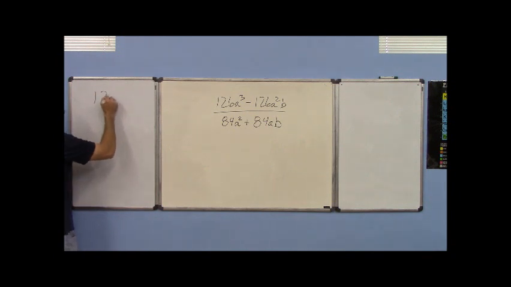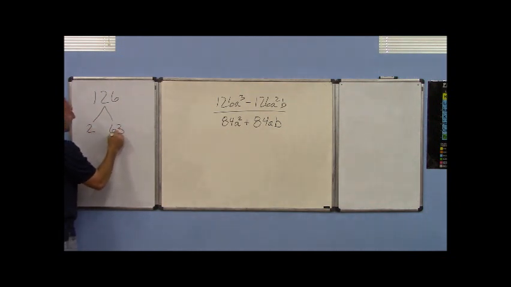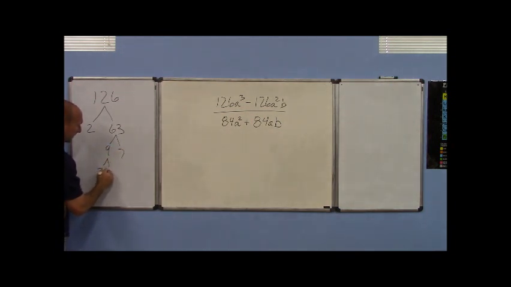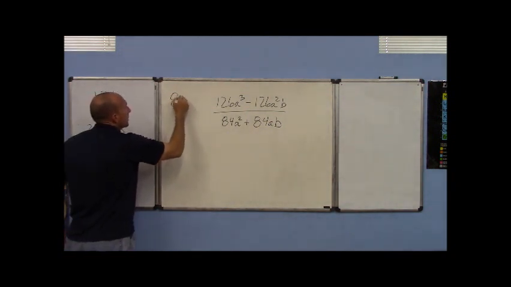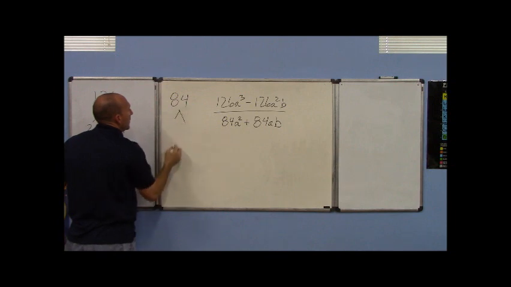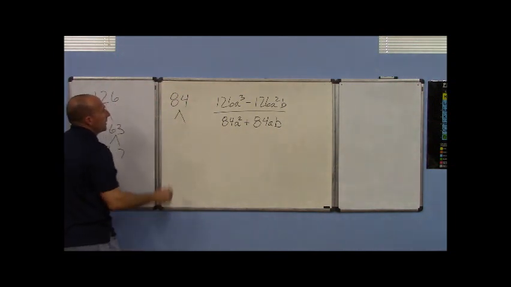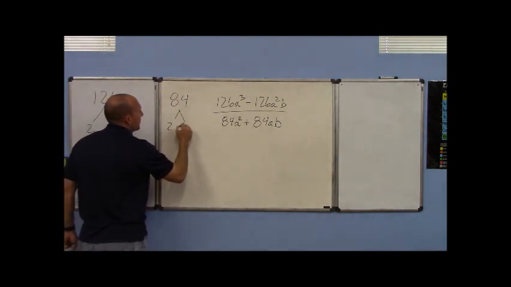So we have 126, and we know that that is going to be 2 and 63. And then this will be 9 and 7, and then 3 and 3. So we have 2, 3, 3, and 7. Then we have 84, which will end up being 2 and 42.